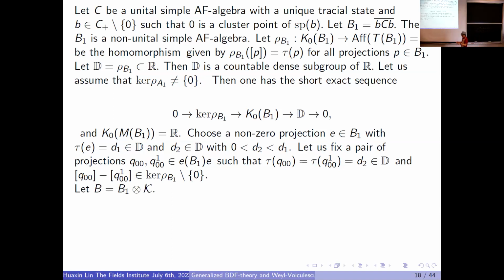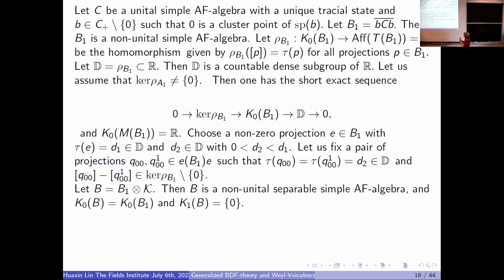Now I want to tensor with K. Okay, so this is to go to a larger algebra. And this is also a non-unital separable simple AF algebra, if you allow me to say that. And it doesn't change the K theory.